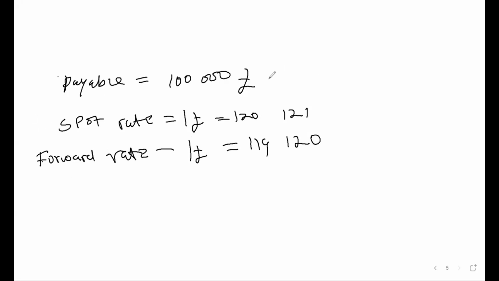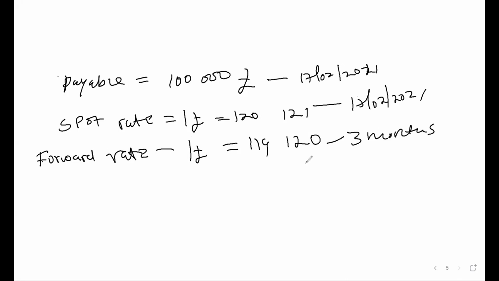Then this is a spot rate. Let's assume the transaction happens today, which is 17th of February, 2021. So this spot rate is at 17th of February, 2021. This is the forward rate for 3 months. Then now, at the end of the 3 months, let's assume the 3 months are ending on 31st of May, 2021. You realize the spot rate on that day is £1 equals 121, 122 on the day of the maturity of the transaction.